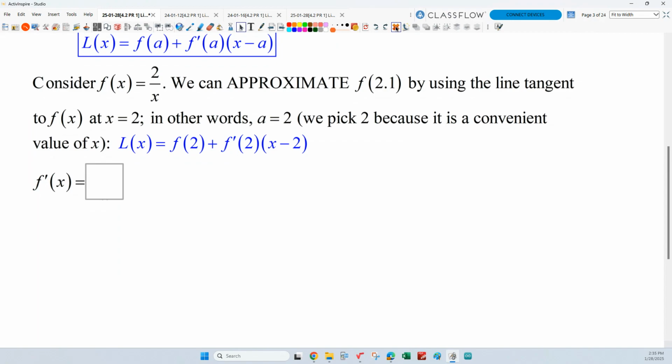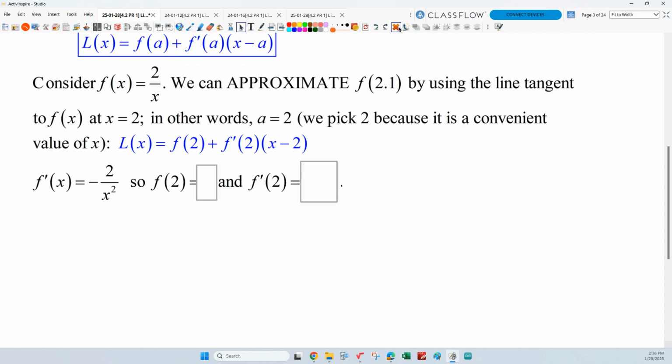Okay? Well, what is f prime of x? If f of x is 2 over x, what's f prime of x? Would I use quotient rule? Yeah, use the power rule. Make that a 2x to the minus 1, right? And what do you get? Negative 2x to the negative 2, which is really just what? Negative 2 over x squared.